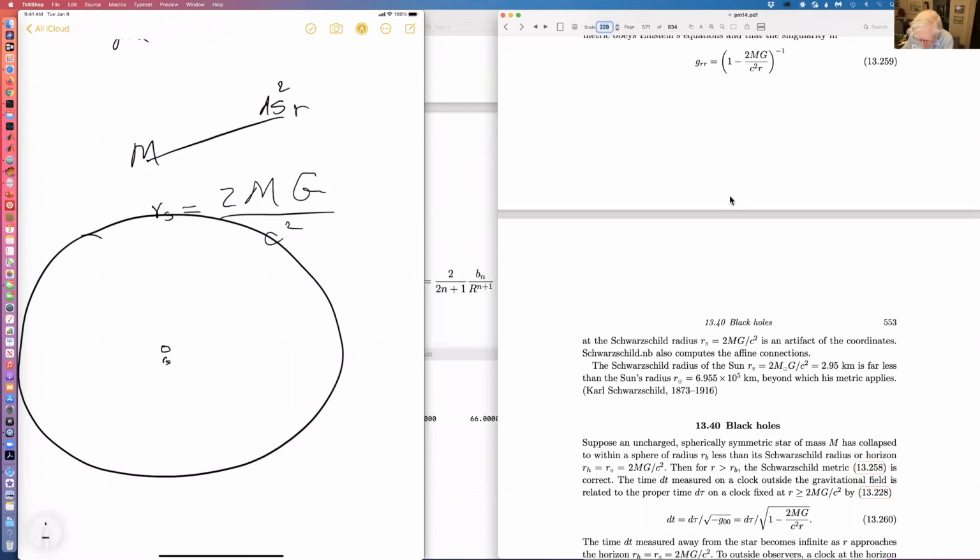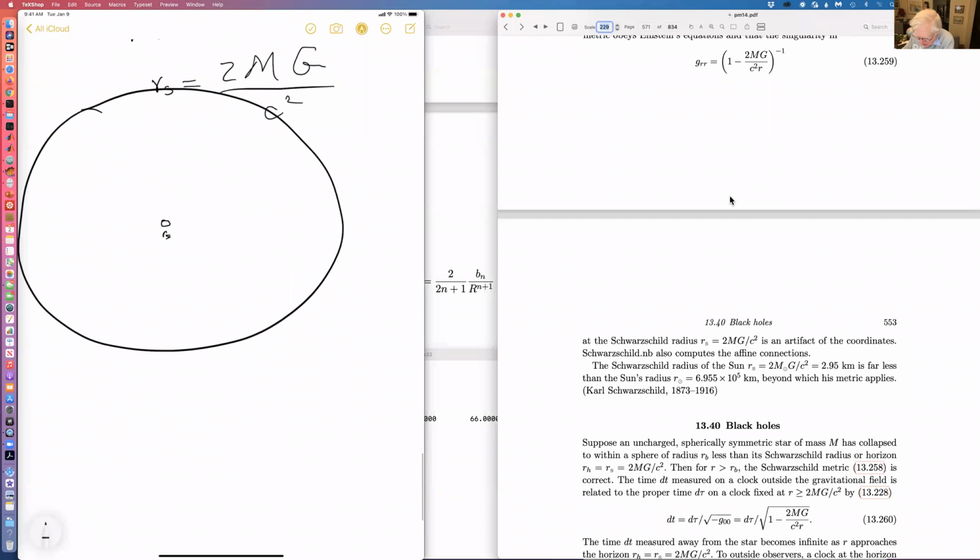So for most astronomical objects that we know about, the Schwarzschild radius is much smaller than the actual radius of the object. And so Schwarzschild's solution applies out here. So the Schwarzschild solution works only out here; if this is the radius of the sun, it's only out here that the Schwarzschild solution works. And so there's no talk of it being a black hole.